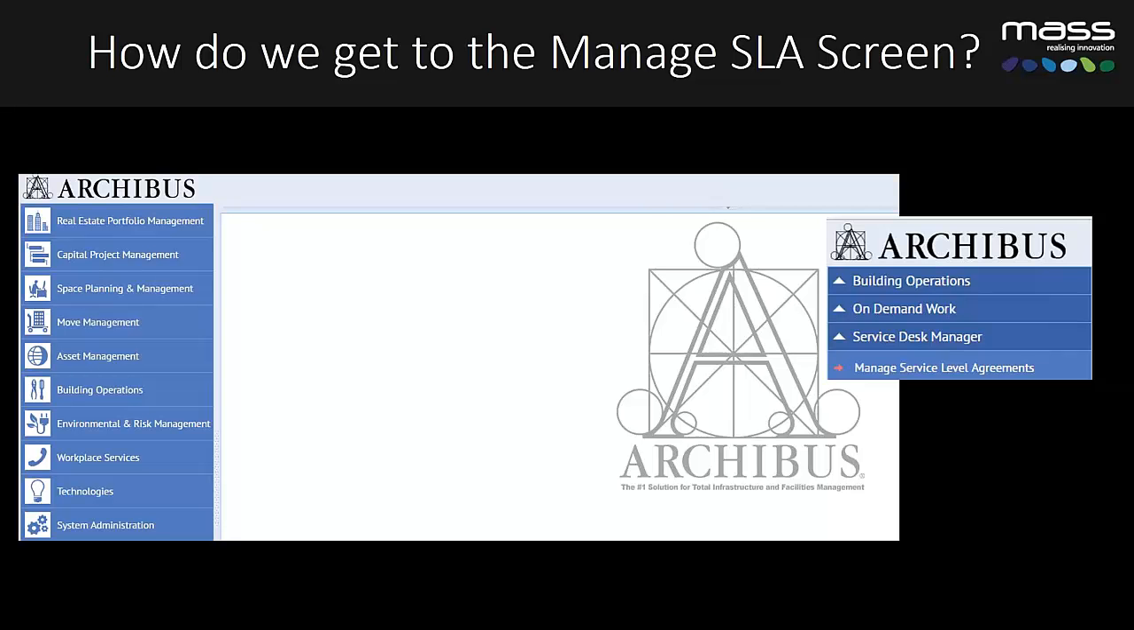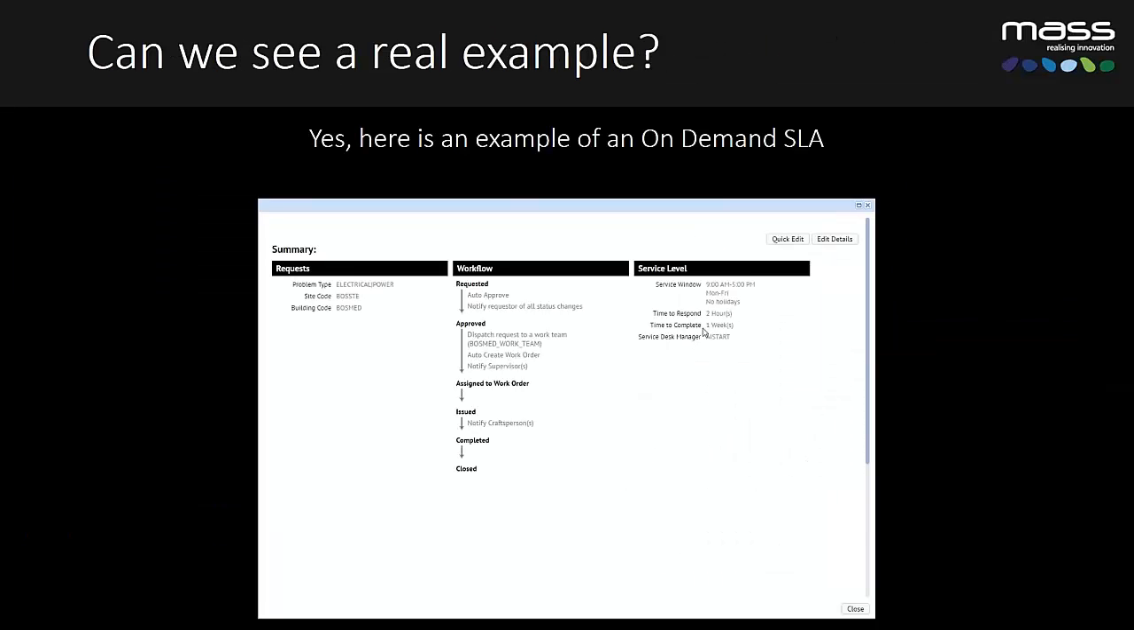So it's also worth mentioning that obviously if you have your views set up for page navigation rather than process navigation, you can also navigate to this by clicking the Applications tab at the top of your screen, locating the building operations, specifically either on-demand or planned preventive maintenance section, clicking within that as the previous breadcrumb trail showed, and then you want Service Desk Manager and Manage Service Level Agreements.